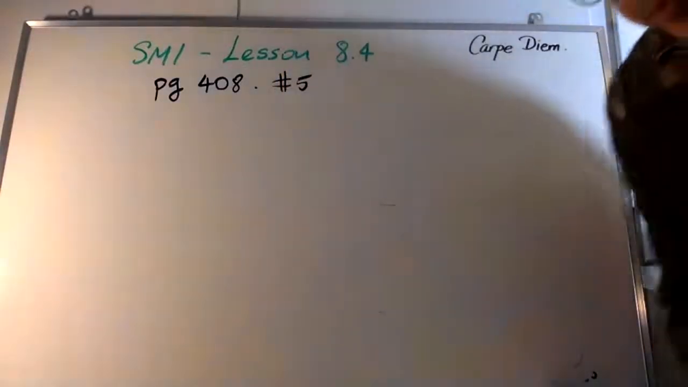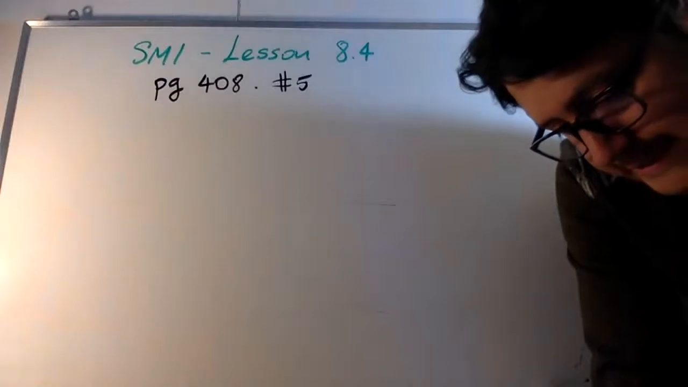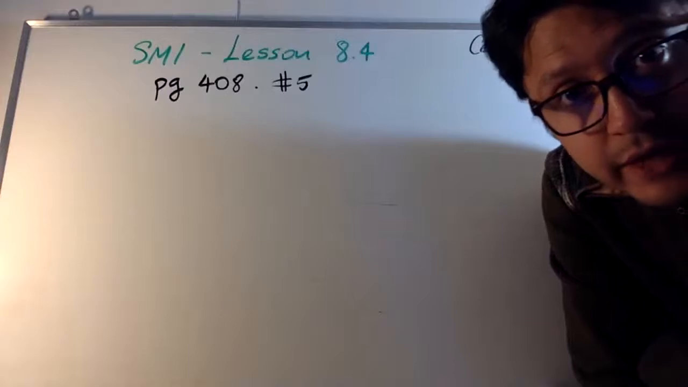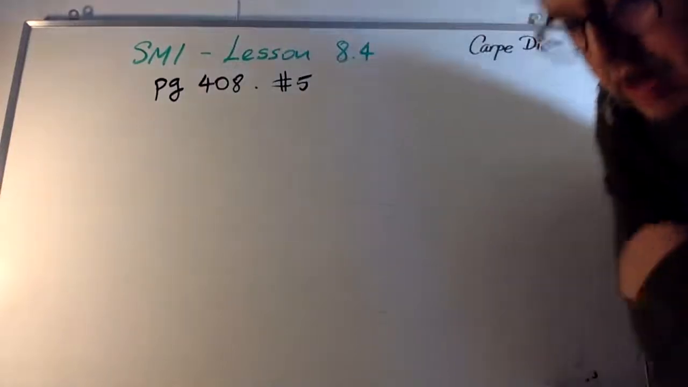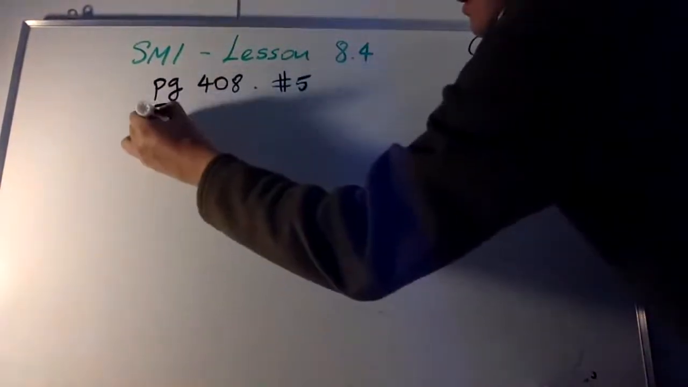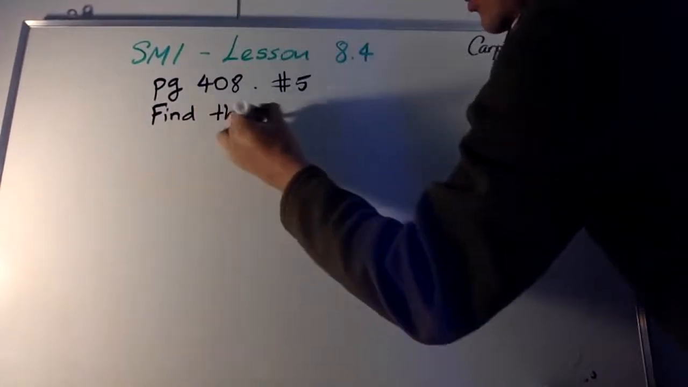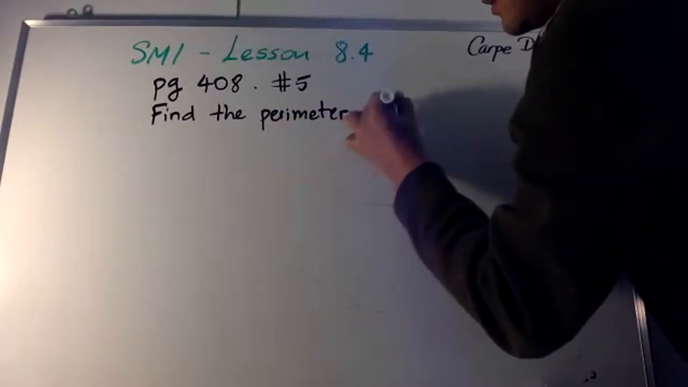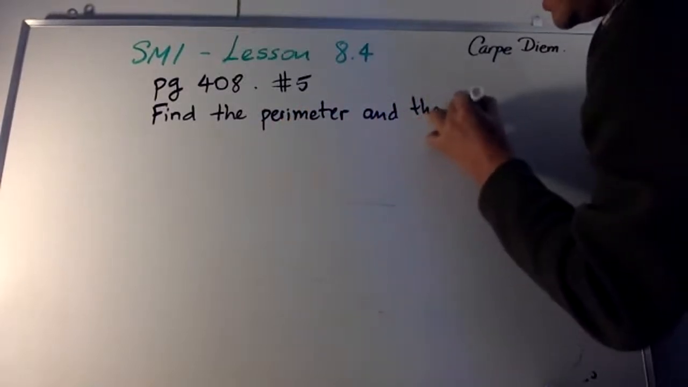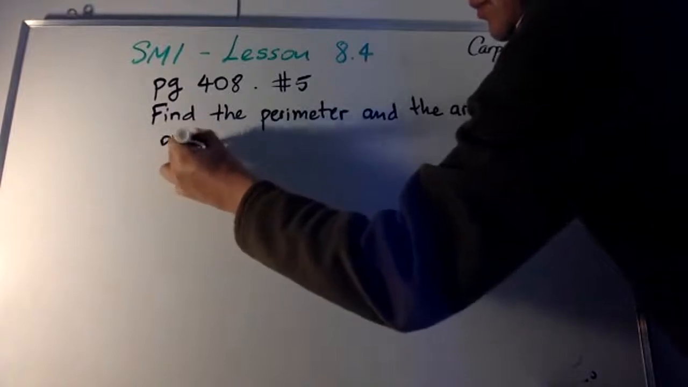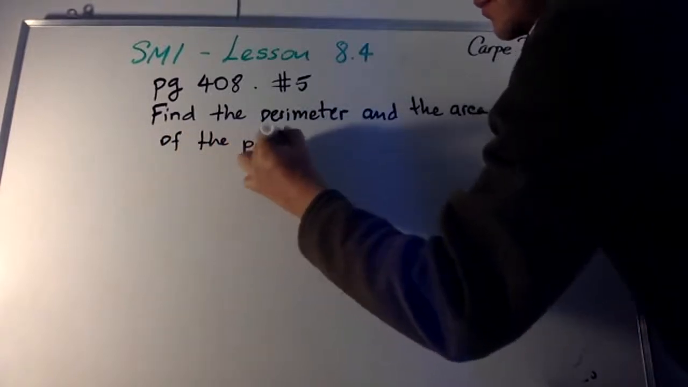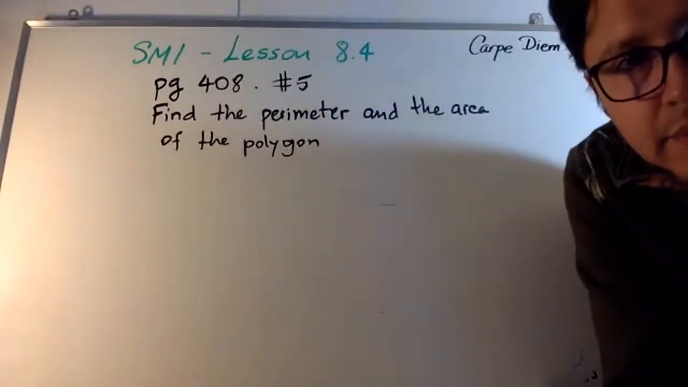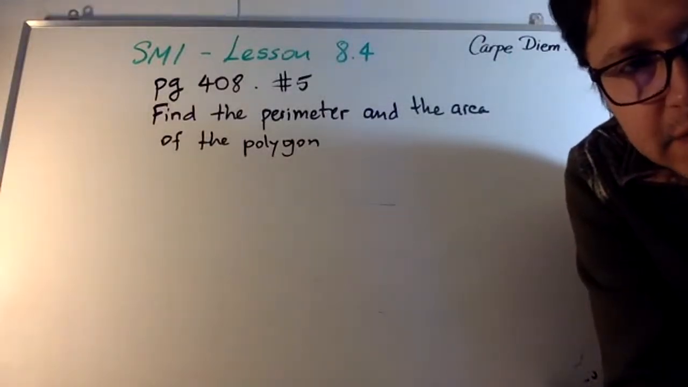Okay. So in this case, I'm going to modify the instruction and I'm going to add something else. Okay. So in this case, we are going to find the perimeter and the area of the polygon. Okay. And that's what I'm going to do in number 6 as well. I'm going to modify it. Okay. So let's begin with number 5.